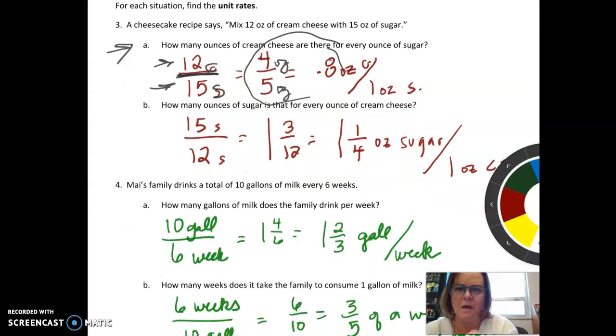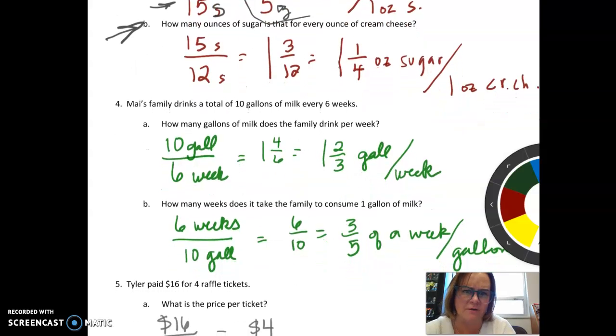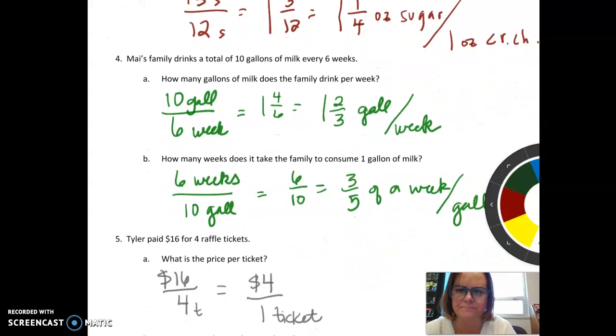For part B, we're just going to flip that around. So we're looking at reciprocal ratios here. This time we want to know ounces of sugar per ounce of cream cheese. So we're going to do 15 divided by 12. And when I do that, I get 1 3/12, which is also 1 1/4. And so it's 1 1/4 ounces of sugar for every 1 ounce of cream cheese.